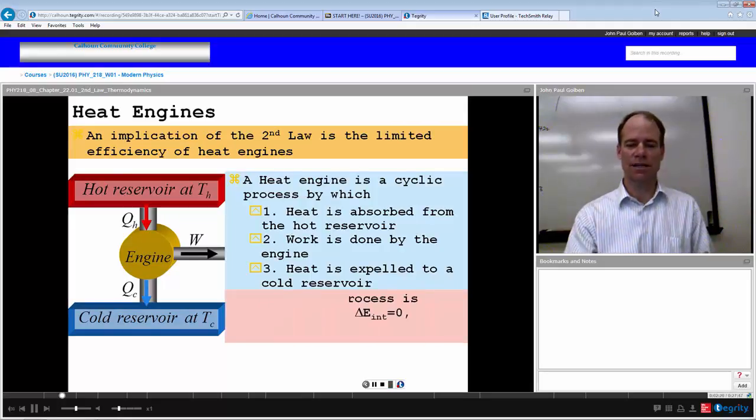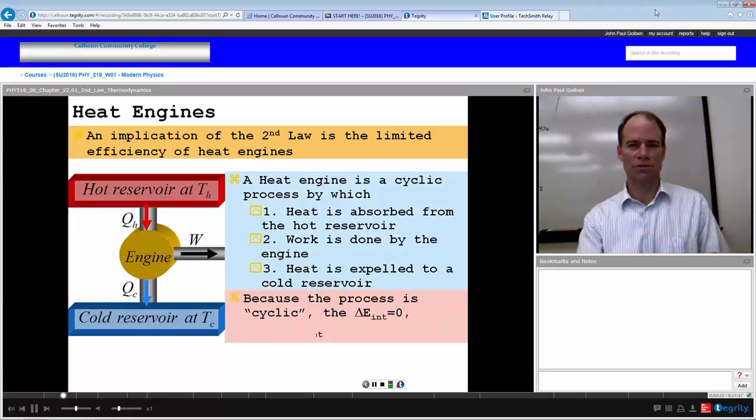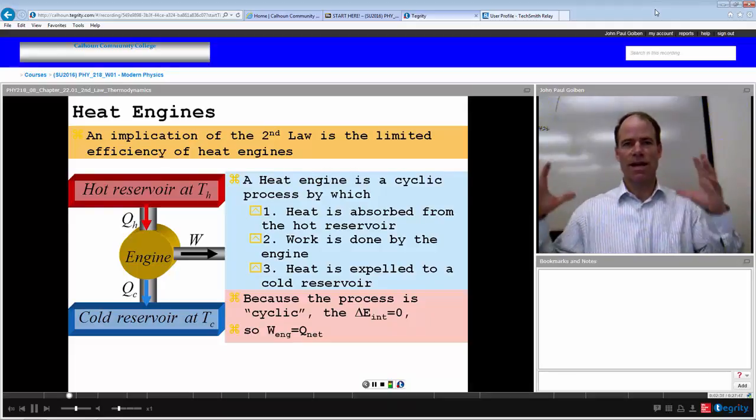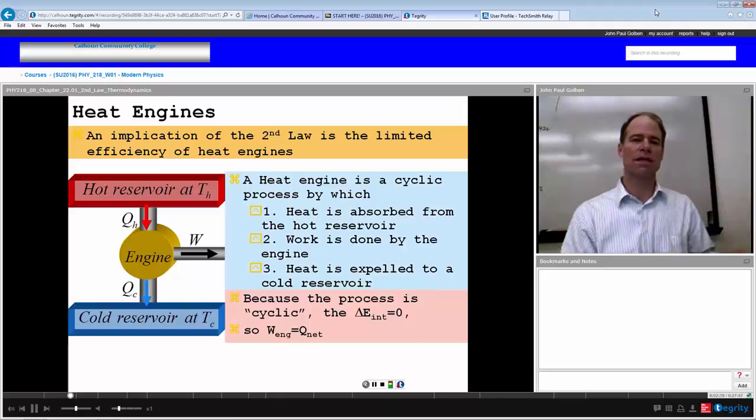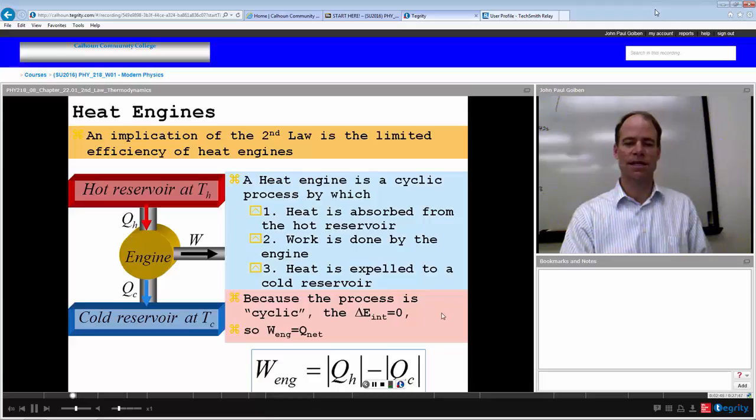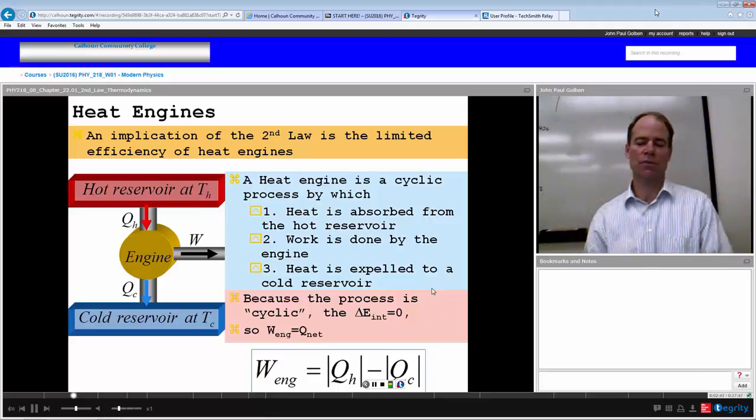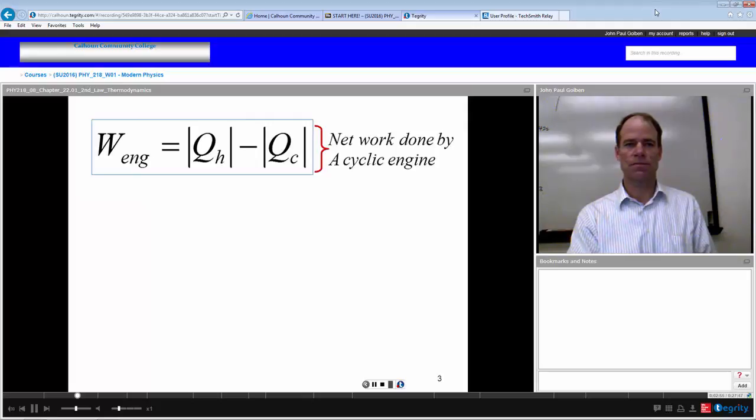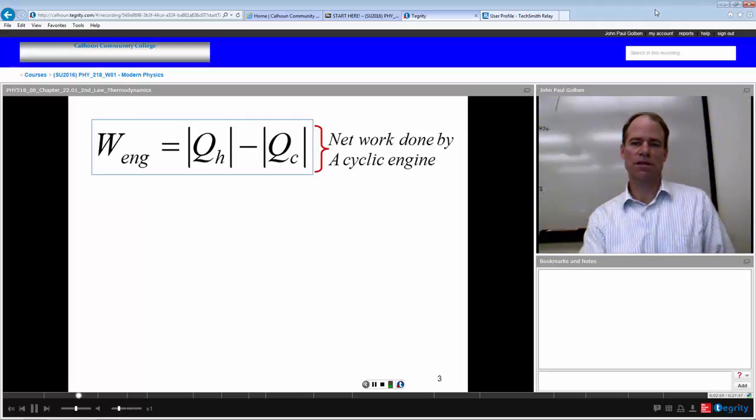It's going to be a cyclic engine, so our change in internal energy will be equal to 0. So whatever work is performed by this engine will have to be equal to the net heat exchange. So whatever we take in minus whatever we put out, that extra heat difference is going to be equal to whatever work we can do by the engine. So the work of the engine will be equal to whatever we take in from the hot reservoir minus whatever we lose to the cold reservoir. That is the net work done by a cyclic engine.